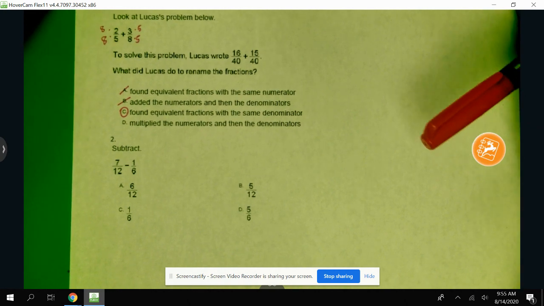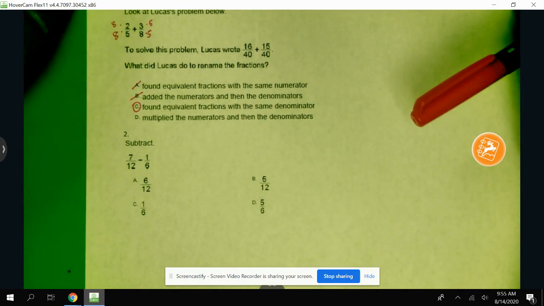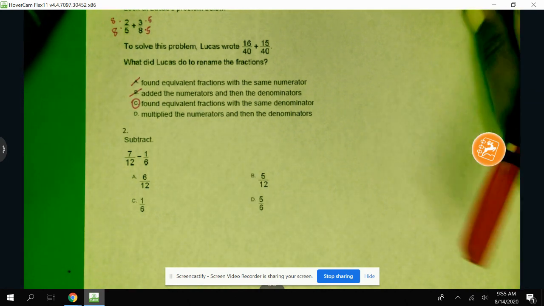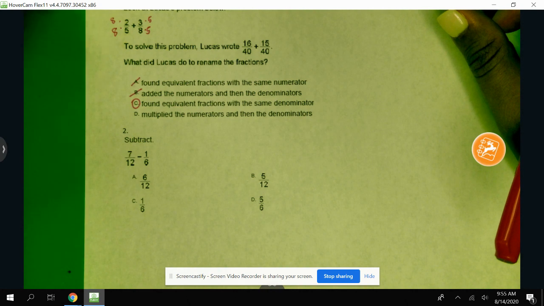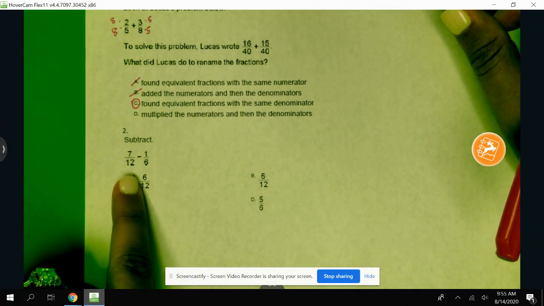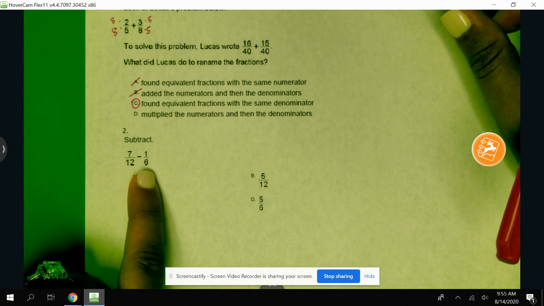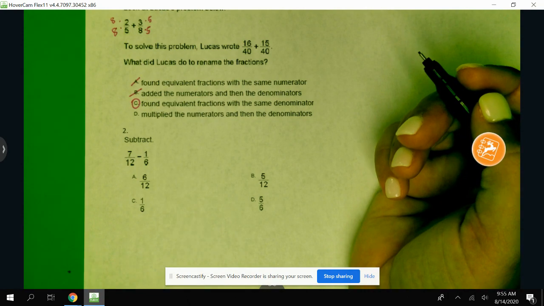And last problem, we are subtracting in this one. So we've got 7/12 minus 1/6. Remember, subtracting and adding fractions are the same. You still have to find that common denominator, okay? So looking at my denominators here, I've got 12 and 6. So what would my common denominator be? It's going to be 12, okay?